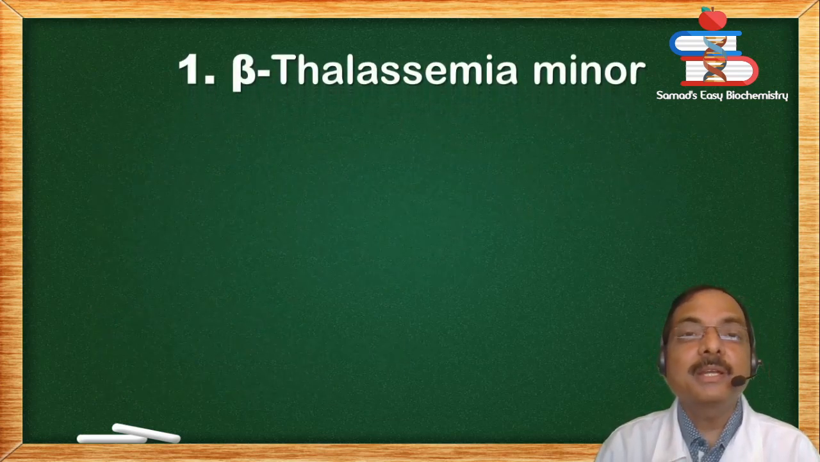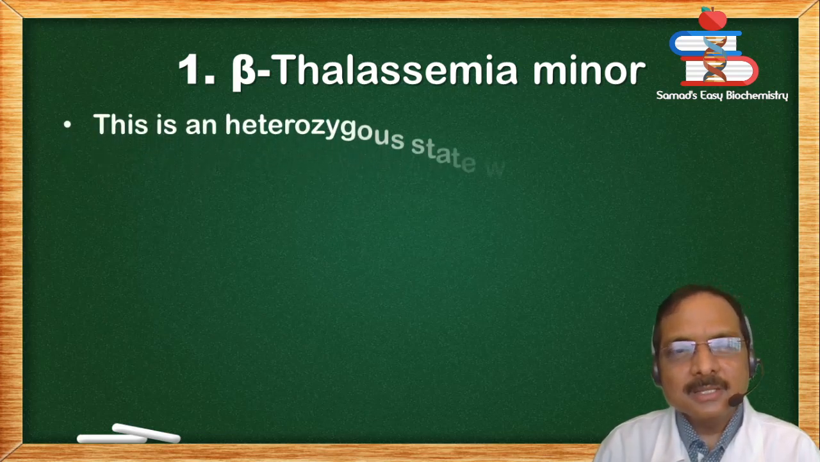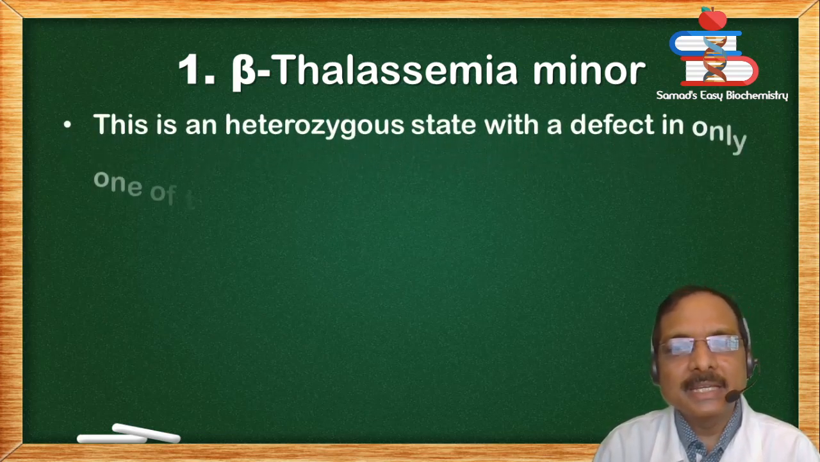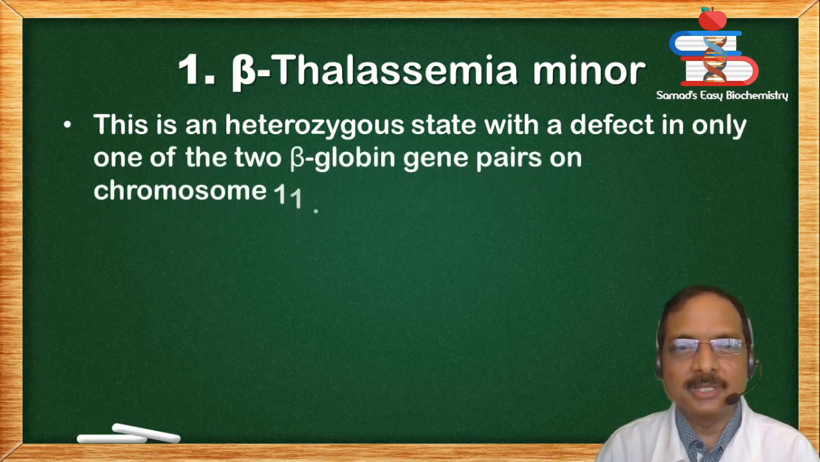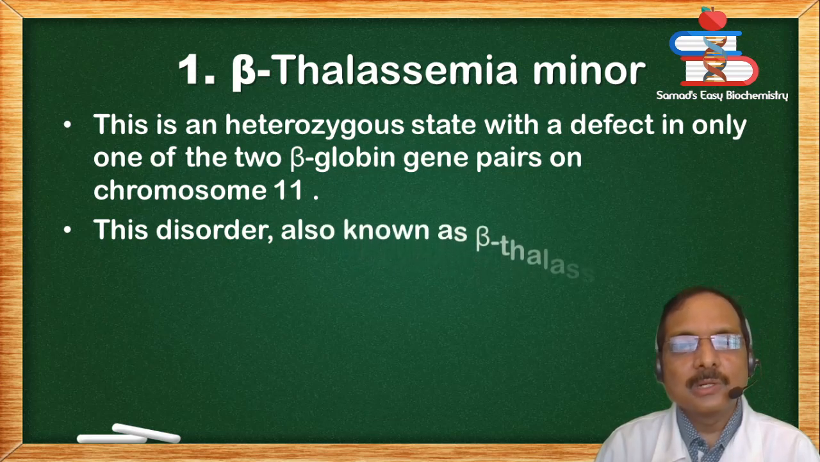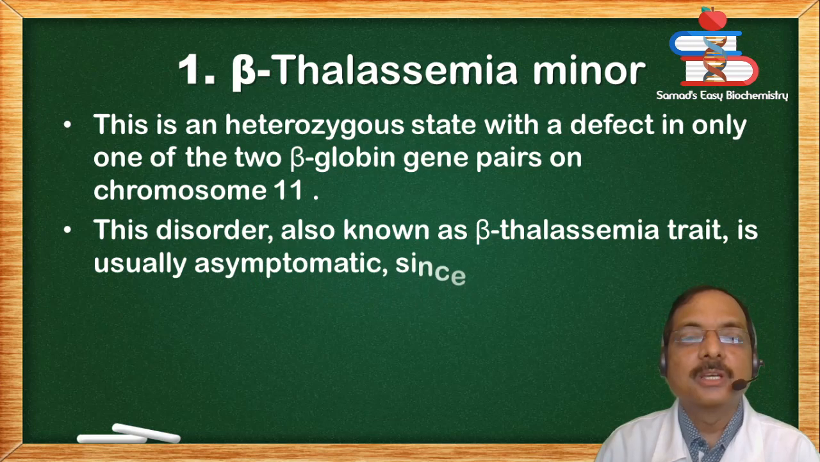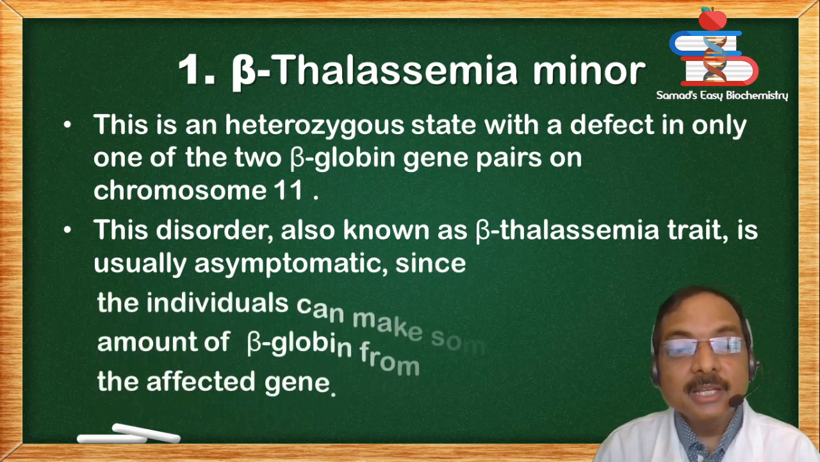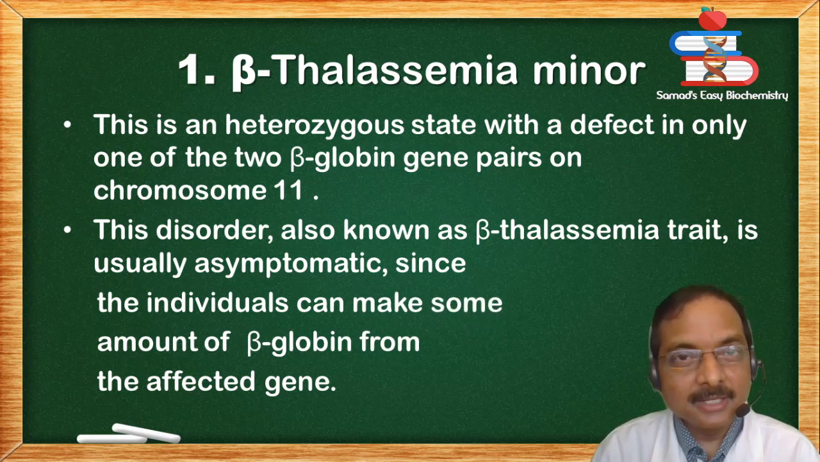First is beta-thalassemia minor. This is a heterozygous state with a defect in only one of the 2 beta globin genes on chromosome 11. This disorder, also known as beta-thalassemia trait, is usually asymptomatic, since the individuals can make some amount of beta globin from the affected gene.